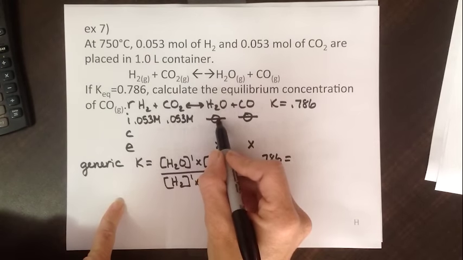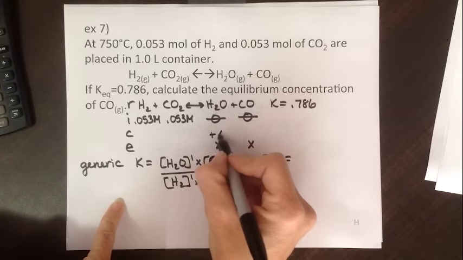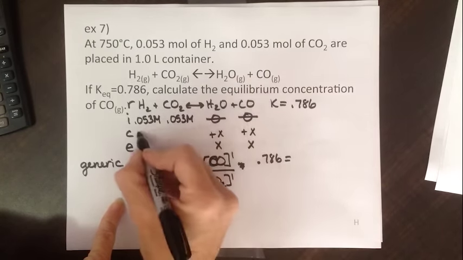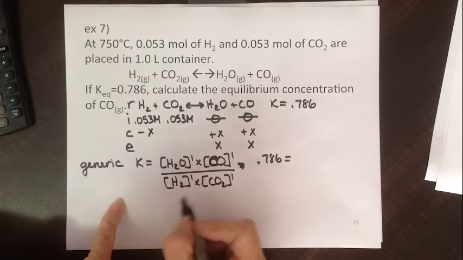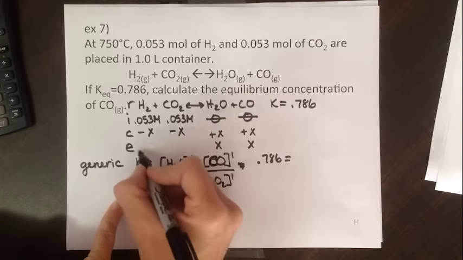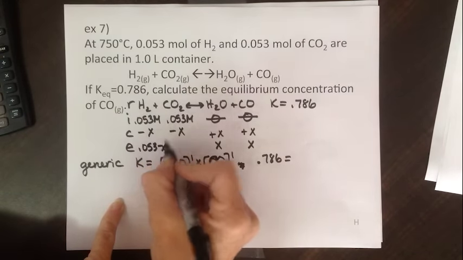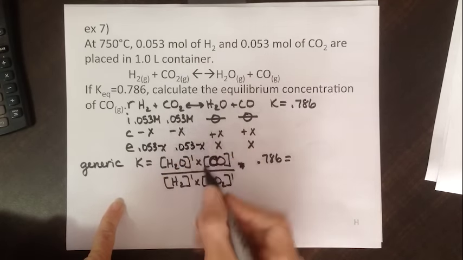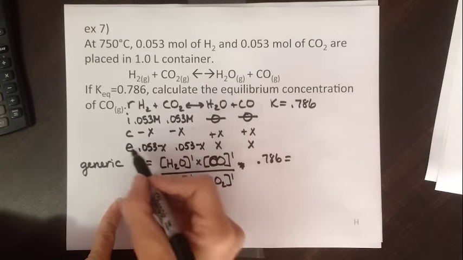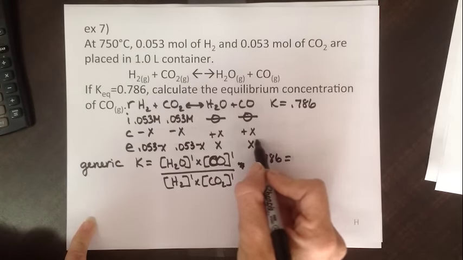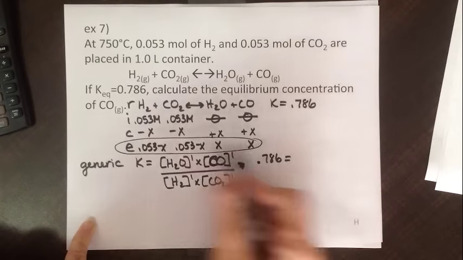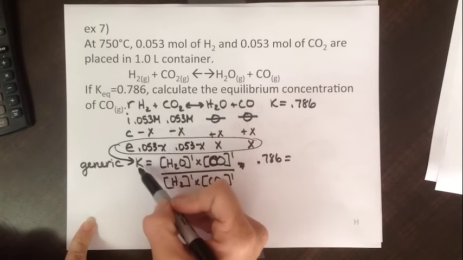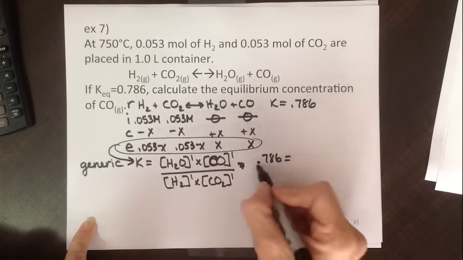And here, if I started with 0 and I ended with x, I must have made x amount. And if I made 1 water, I must have had 1x of those go away and 1x of those go away. So 0.053 minus x. I started with that and I lost that. 0.053 minus x. I started with that and that went away. So the equilibrium concentrations are what I use for K. Not initial, not change. Equilibrium goes with the equilibrium constant.